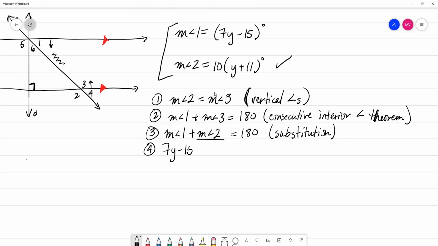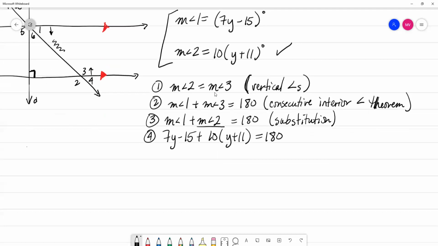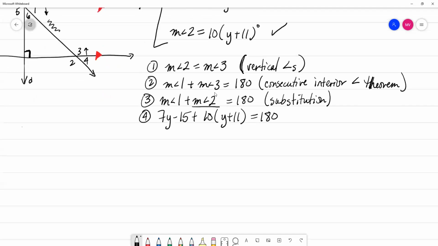7y minus 15 plus 10 times y plus 11 equals 180. And then simplify and solve. First we need to use the distributive property, right? 7y minus 15, and then 10 times y is 10y. And then 10 times 11 is 110, and then you find your like terms.